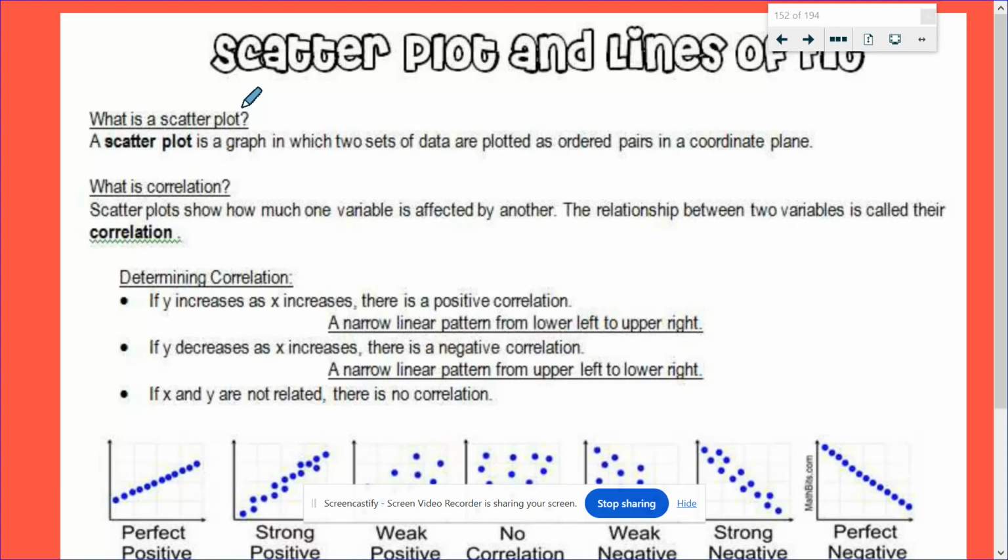Hi everyone, in this video we're going to learn about lines of best fit, sometimes called trend lines. So this starts off with knowing what a scatter plot is. A scatter plot is something you should be familiar with, but just to review, a scatter plot is a graph in which two sets of data are plotted as ordered pairs in a coordinate plane. What's important to know about a scatter plot is the two sets of data have to be numerical, which means that they both have to be related to numbers.